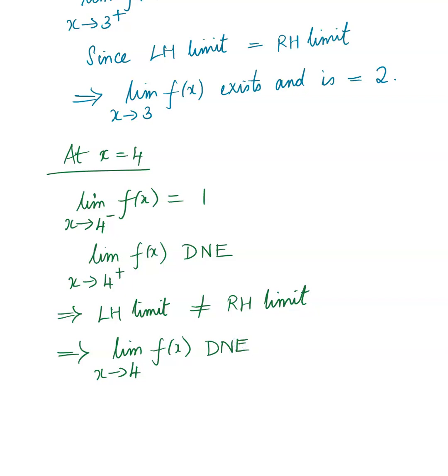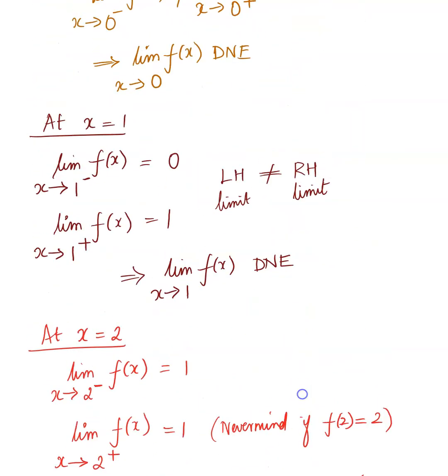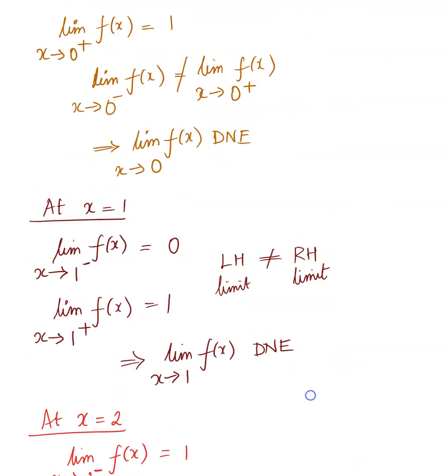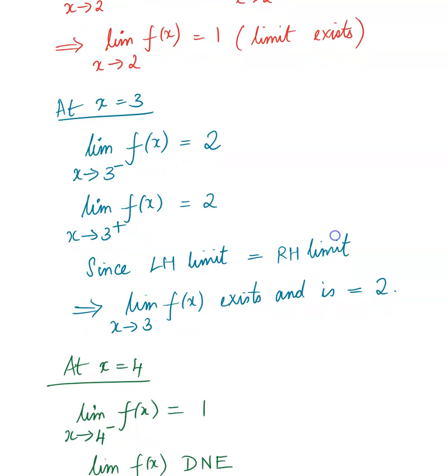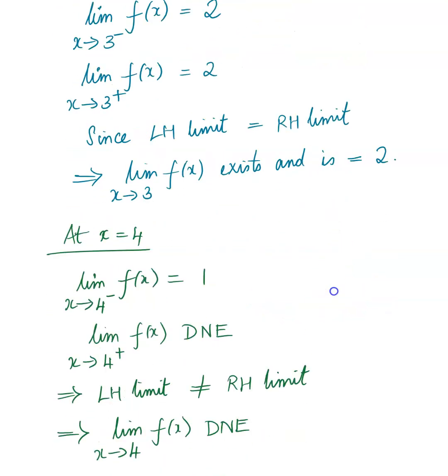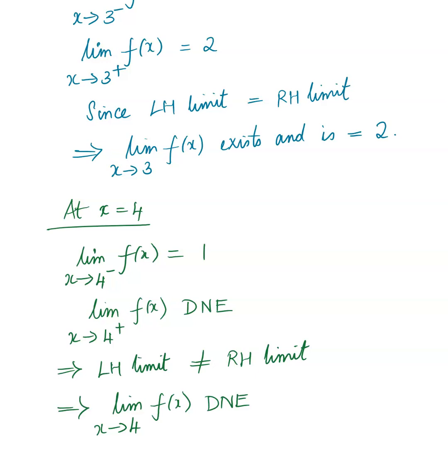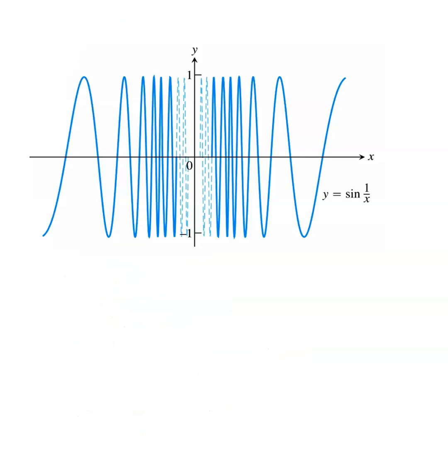So technically, between 0 and 4, f of x has limits as x approaches 2 and as x approaches 3 only. Okay, these two points. Let's take this graph. This graph is y equals sine 1 over x. So our question is, find the limit of sine 1 over x as x approaches 0.